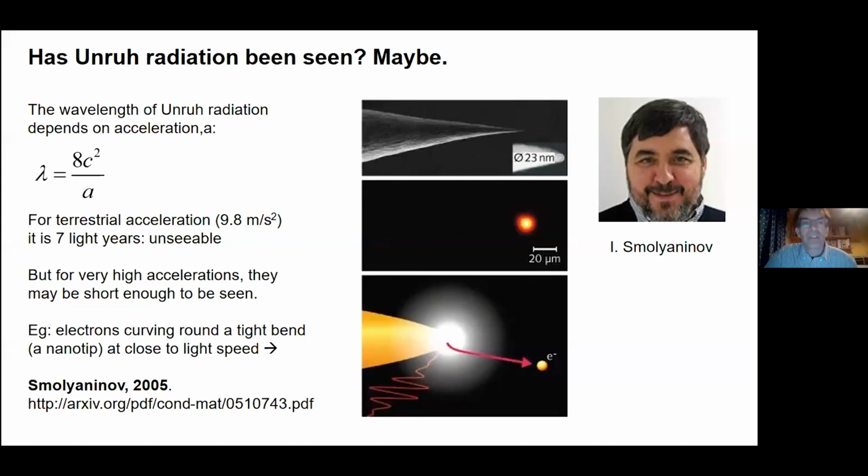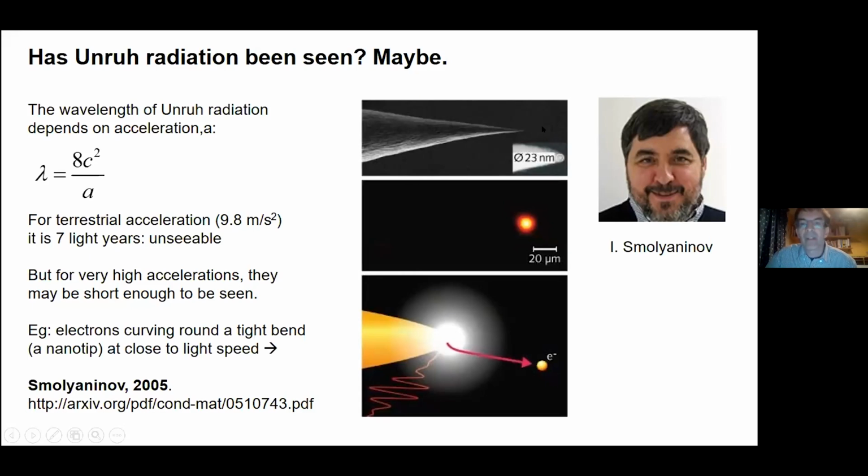The problem with seeing Unruh radiation is that the wavelength is very long for the accelerations we experience. So for a terrestrial acceleration of about 9.8 meters per second squared, the wavelength is about 7 light years, which is unseeable. But if you were able to boost the acceleration a huge amount, so increase A here, then the wavelength would reduce. And in one experiment, this may have happened.